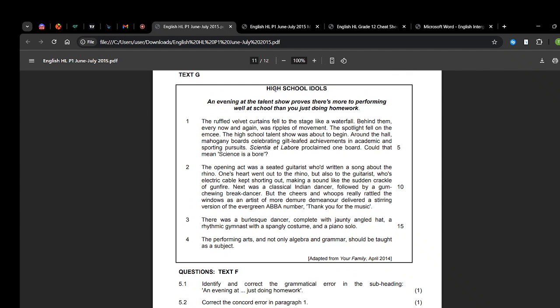So this is the heading, High School Idols, and then the subheading is: An evening at the talent show proves there's more to performing well at school than just doing homework. I think I see it already. Let's see if anyone wants to try and say what the grammatical error in the subheading is. Does anyone want to try?